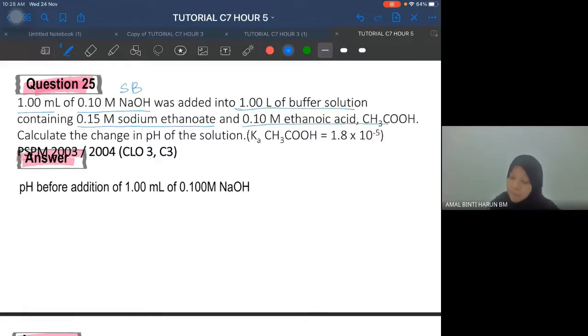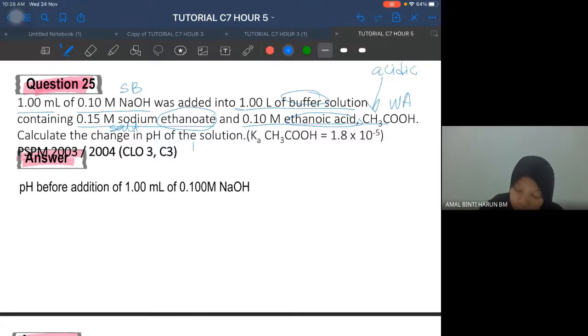Now, is this solution really a buffer solution? So kita kena tak boleh percaya bulat-bulat pada soalan tu. Dia kata buffer. Now let us check whether it's buffer or not. So we have sodium ethanoate, okay, and then this is ethanoic acid. So it is weak acid and this is the salt. So it is buffer solution. So what kind of buffer? It is acidic buffer.